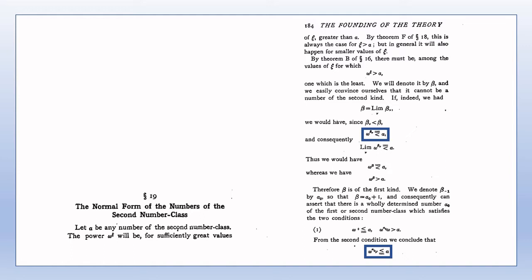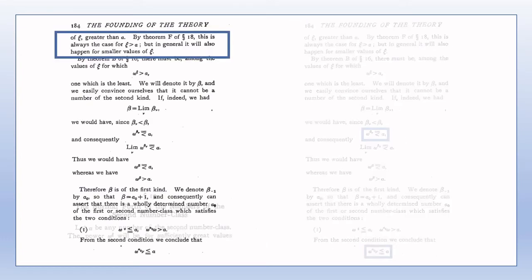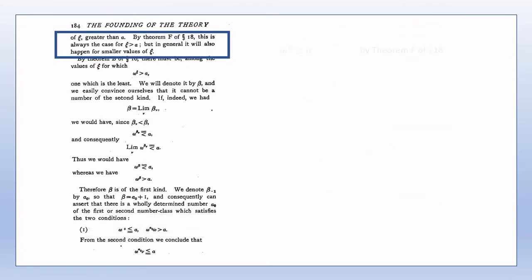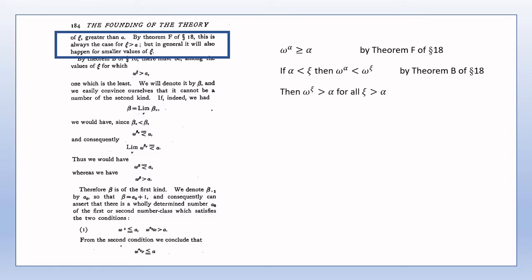relationship in this video. By Theorem F of section 18 it follows that omega to the power of alpha is greater than or equal to alpha. And by Theorem B of section 18, if alpha is less than psi, we have that omega to the power of alpha is less than omega to the power of psi, giving omega to the power of psi is greater than alpha for psi greater than alpha.